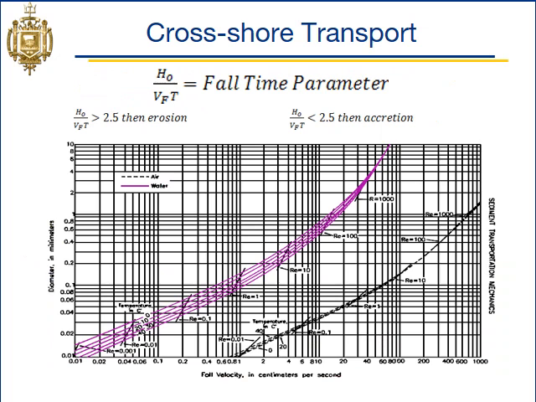All right, so key in calculating the fall time parameter is finding the fall velocity. We're going to use this chart here to find the fall velocity. Of note, the fall velocity on this chart is in centimeters per second. That might cause some challenges when you're doing your calculation because we need units to cancel. So if VF is in centimeters per second, you'll probably want to convert H naught to centimeters. That way your units all cancel out.